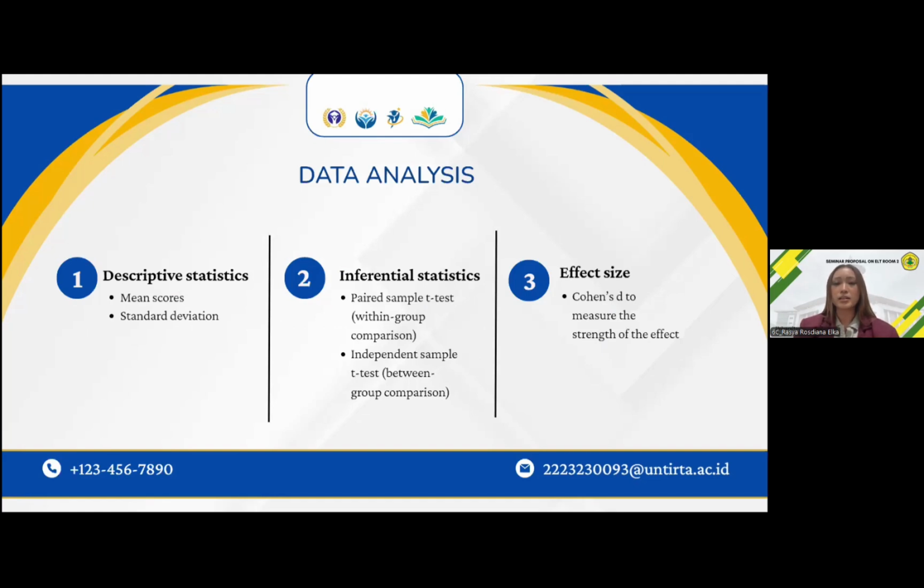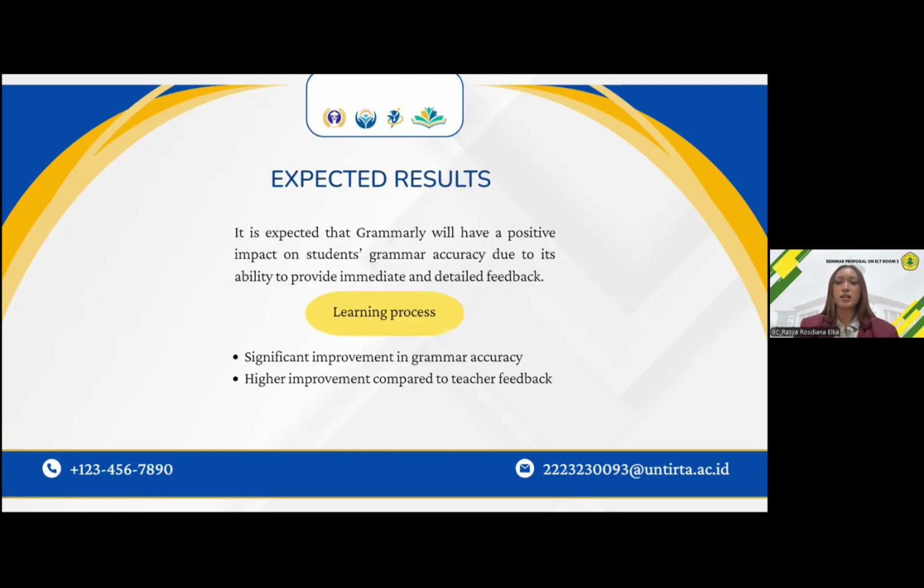And next slide, it is expected results. It is expected that Grammarly will have a positive effect on students' grammar accuracy. This is because Grammarly provides immediate and detailed feedback, which helps students understand their mistakes better. So the learning process shows significant improvement in grammar accuracy and higher improvement compared to teacher feedback.